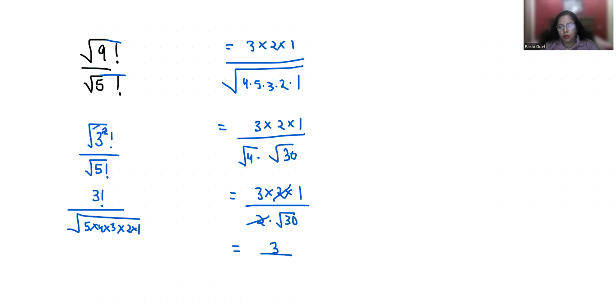Now I am going to multiply the square root of 30 in the numerator and denominator. So 3 root 30 by 30. This will cancel out and give 10. So it is root 30 by 10.